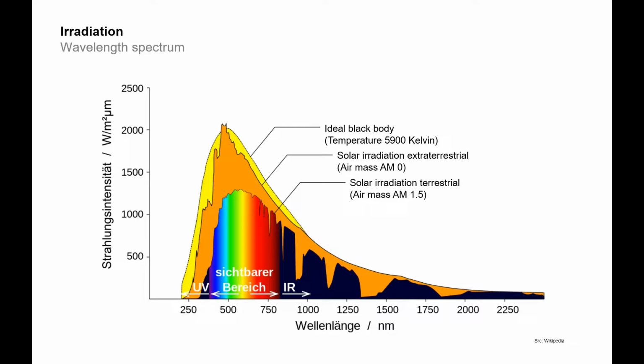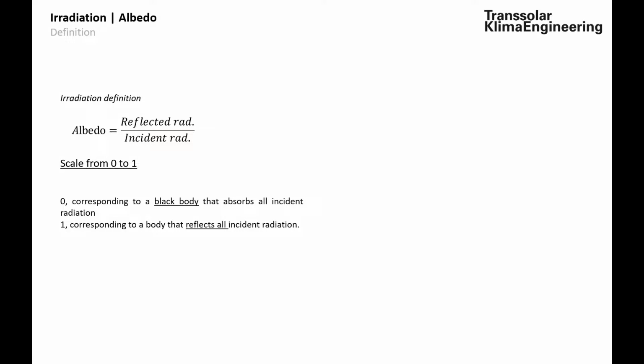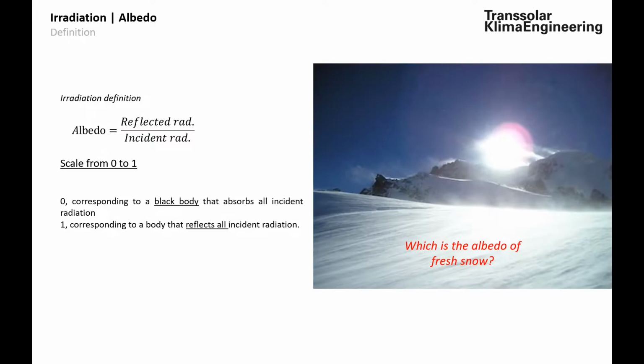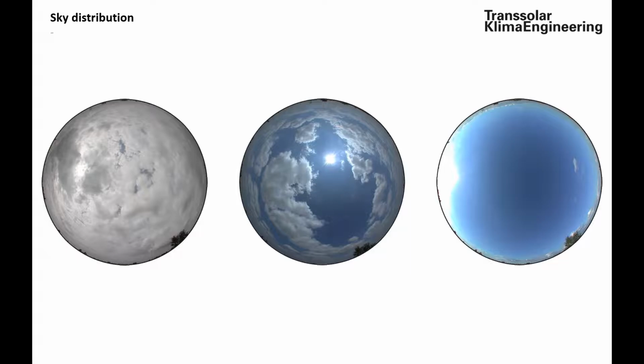generating kind of this distribution curve of the visual light, but also the infrared radiation. The radiation can be differentiated between direct, diffuse and reflected radiation. We were talking about the albedo, the reflectivity of a surface, which, for example, for snow would be a very high number. And we were also talking about the issues of reflections, what type of reflections you can have from a building, and how we would perceive it, just as an example on this high-rise.